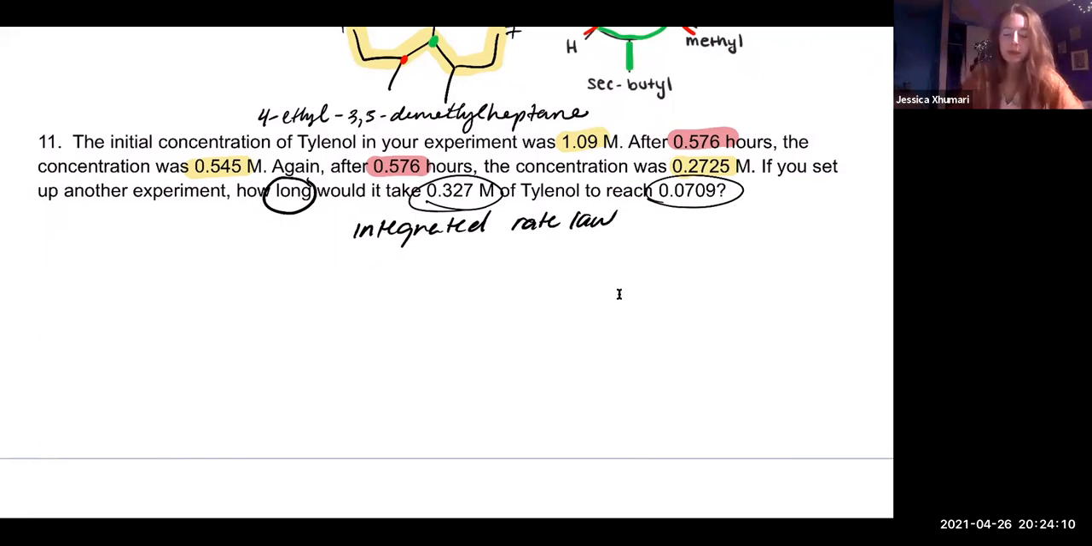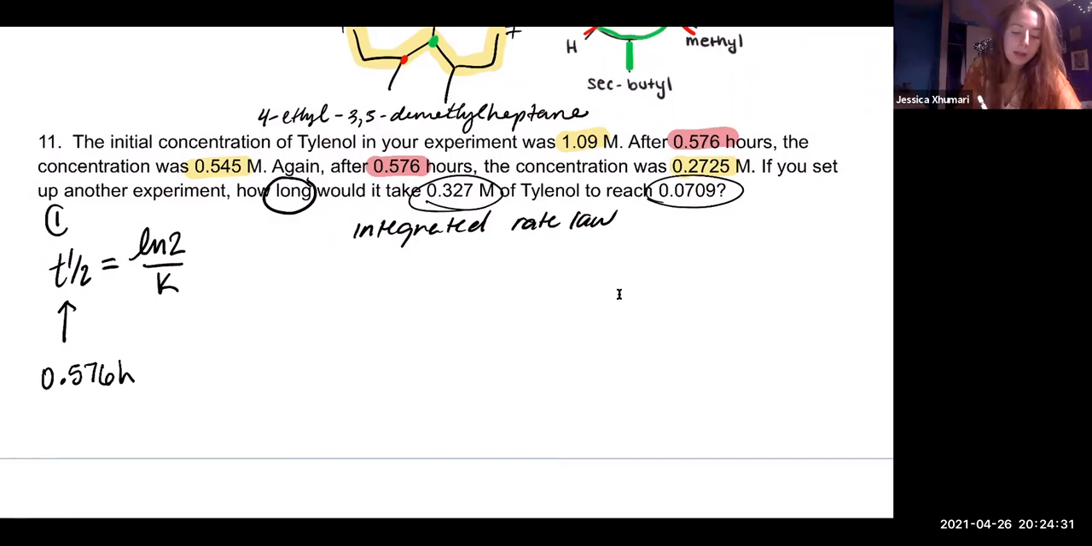Okay. And the first thing you should do is write out the half-life equation for first order. And it's always going to be equal to ln 2 over k. And here we know that our half-life is 0.576 hours. And our k we don't know. So we're going to solve for k. So step 1, solve k. Okay. And once you solve this, k should equal 1.203.